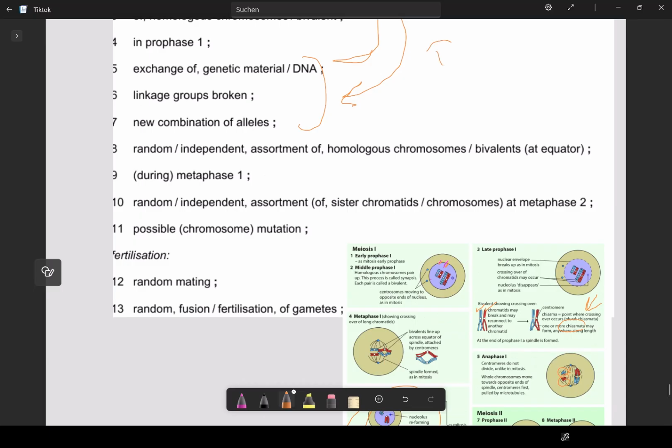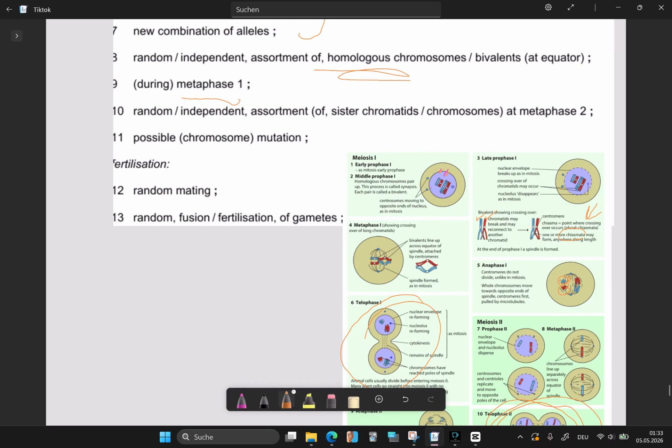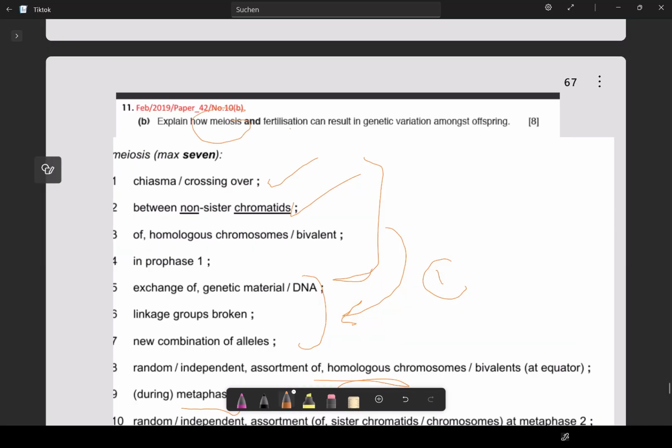The next thing is the random assortment of homologous chromosomes at the equator in metaphase 1. Some random assortment still occurs at metaphase 2, and then mutation can happen. This is the first part. The second part was how fertilization can result in genetic variation, and here it's just the randomness of it. So random mating and random fusion: the more random it is, the better.